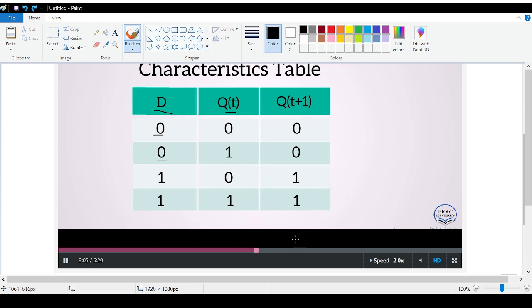then my flip-flop is going to store 1. So in a D flip-flop, it doesn't matter what currently my flip-flop is holding, because there is no such thing as no change and toggle. So if D is 0, then my output will be 0. If D is 1, then my flip-flop will hold 1. So this is my characteristic table. Now we're going to find the equation for D flip-flop.